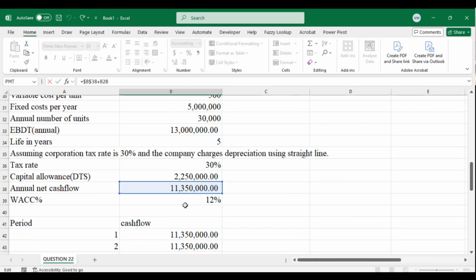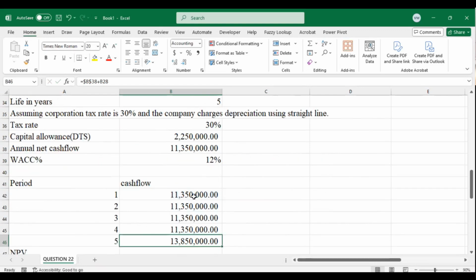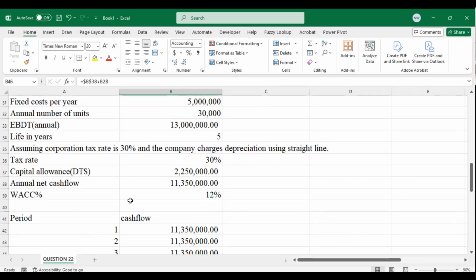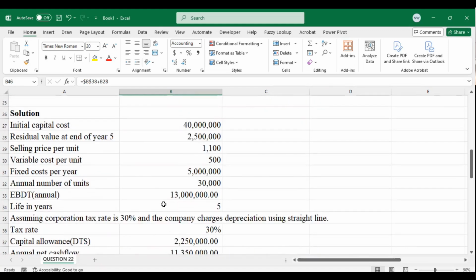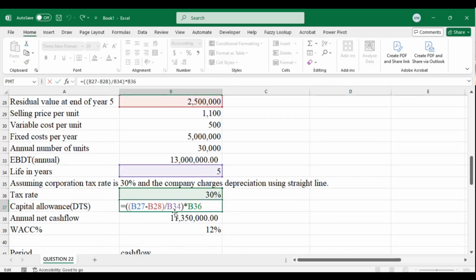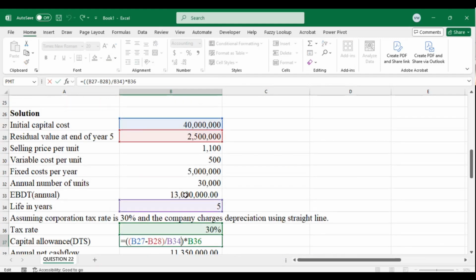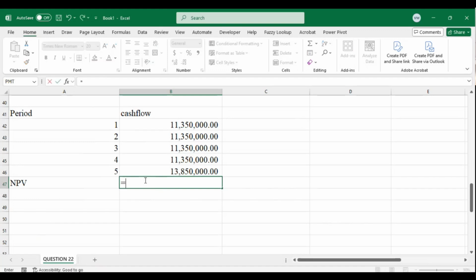Let me just confirm if I've referenced the right cash flow, 2.5. That one is okay. While I was calculating DTS, let me cross-check whether I referenced that 2.5 as my salvage value when computing DTS. So that was the cost. That's okay. Everything is okay. So now that I have the total initial cost, the annual net cash flow, and the terminal cash flow, I can now get my NPV using the function and say equals NPV.